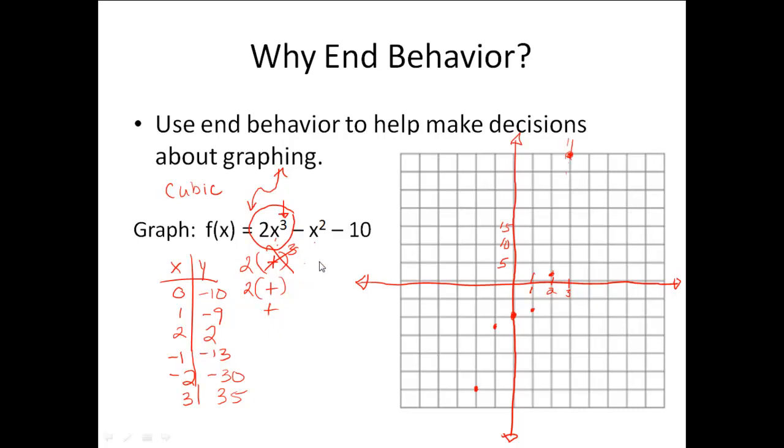Then I want to do the same thing with the negative. If I cube a negative, it remains negative. When I multiply that by 2, it remains negative. So as x goes to the left, my graph should be going down, which based off of my points it is. So once we've decided that it has the right shape, it's cubic, and that the end behavior matches, we can go ahead and connect our points of our graph.